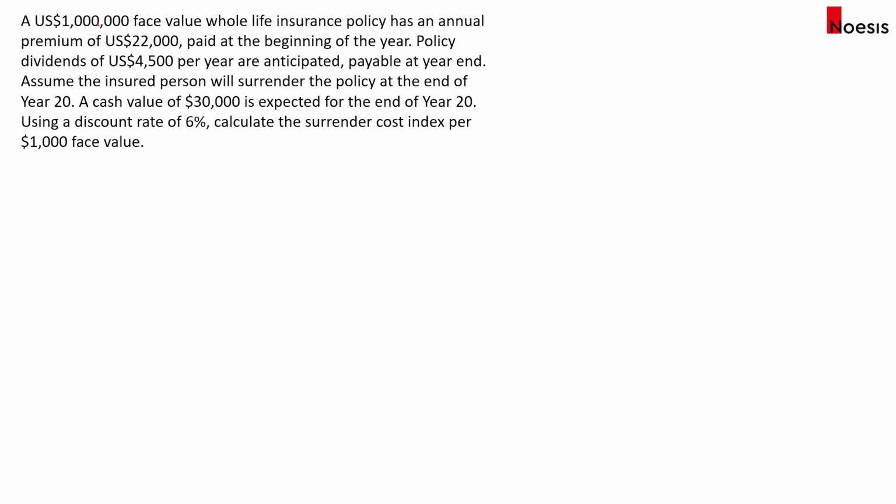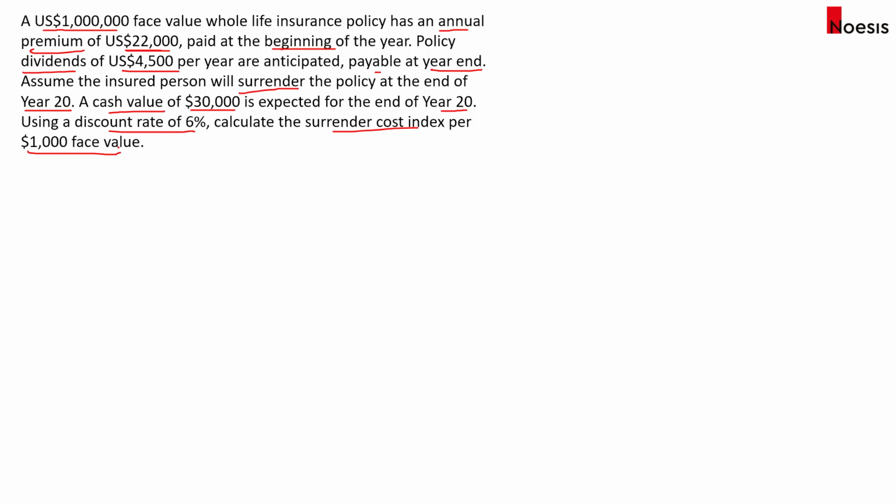Now let's look at this example where there is a $1 million face value whole life insurance policy with an annual premium of $22,000 paid at the beginning of the year. Policy dividends of $4,500 per year are anticipated, payable at year end. So assume the insured person will surrender the policy at the end of year 20, and the cash value of $30,000 is expected at the end of year 20. So using a discount rate of 6%, calculate the surrender cost index per $1,000 face value.